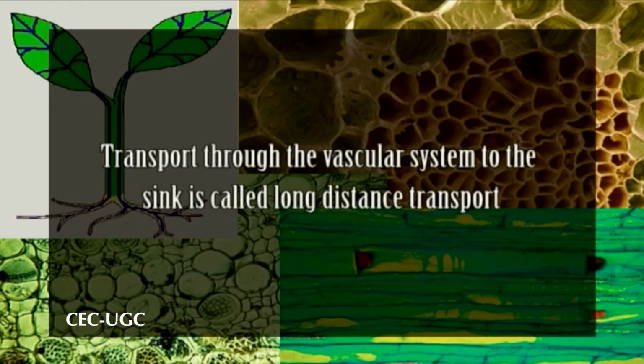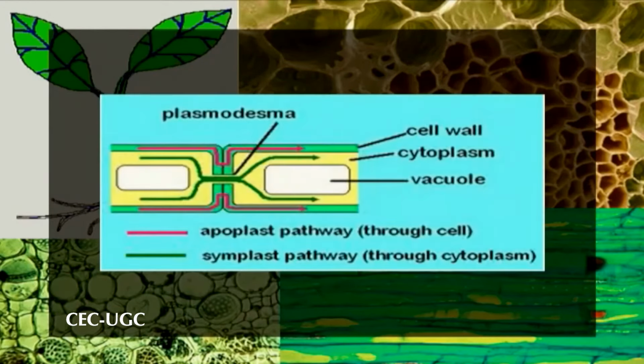The sieve elements and companion cells are often considered as a functional unit called the sieve element companion cell complex. In sieve elements, sucrose and other solutes are translocated away from the source, a process known as export. Transport through the vascular system to the sink is called long-distance transport. Phloem loading can occur via apoplast or symplast.